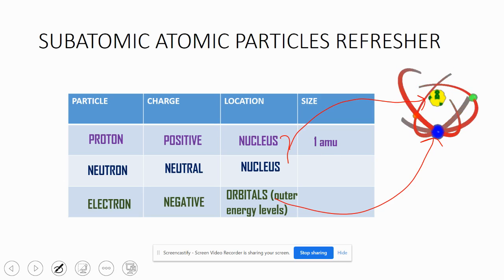As for size, this is called one atomic mass unit, and that's about the size of a proton, and so is the neutron. They're about equal sizes. And the electron has really no true mass or size to it in this case. If you want to pause and jot those things down, that's a little refresher on subatomic particles.